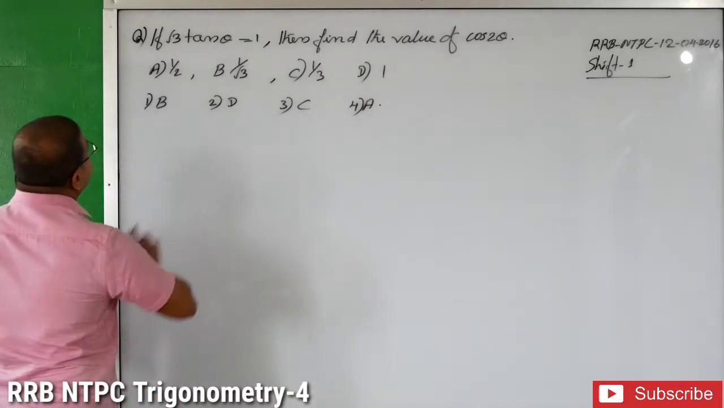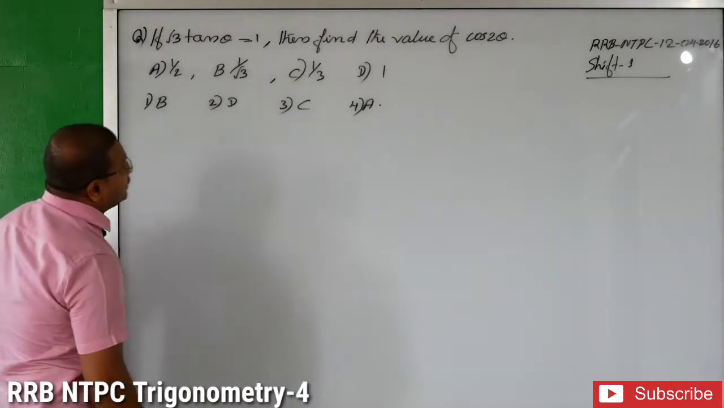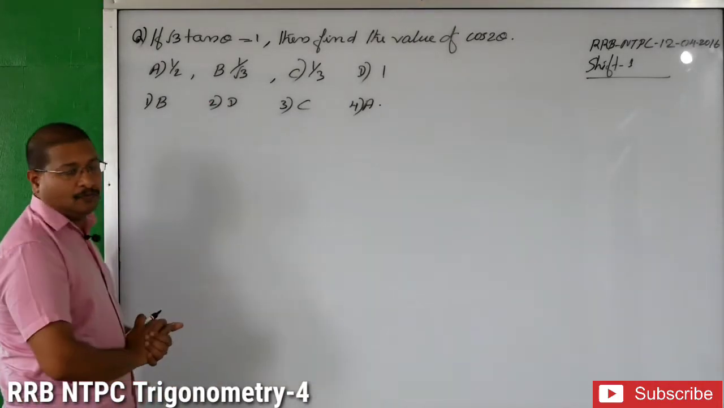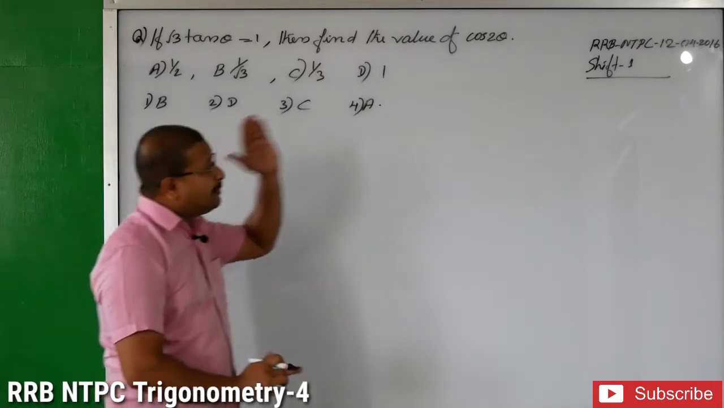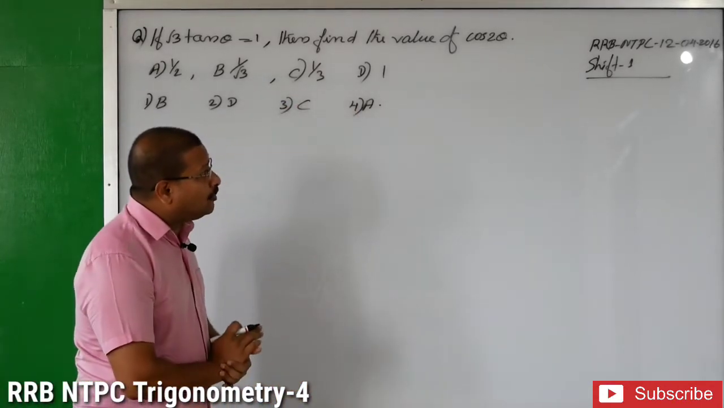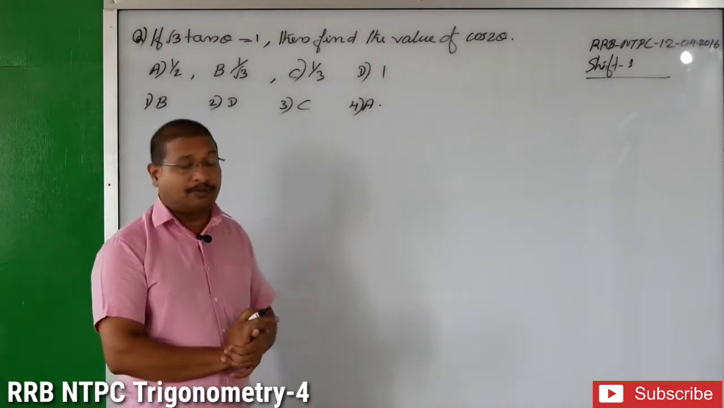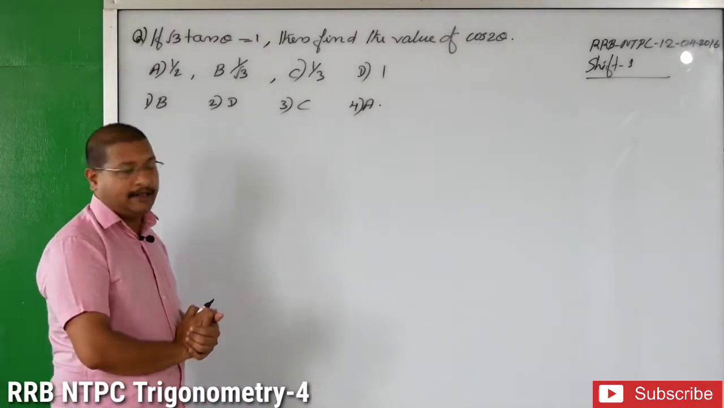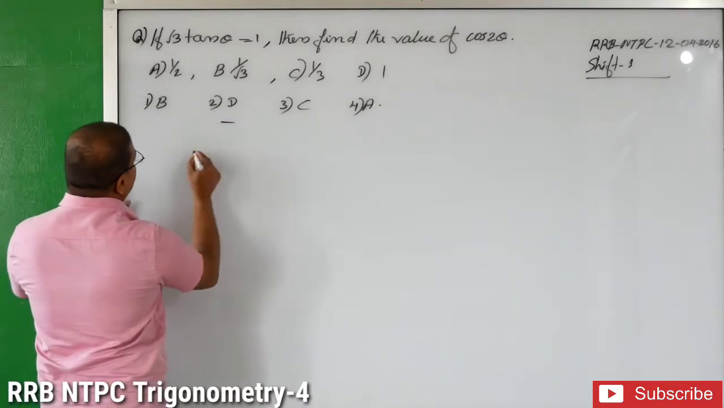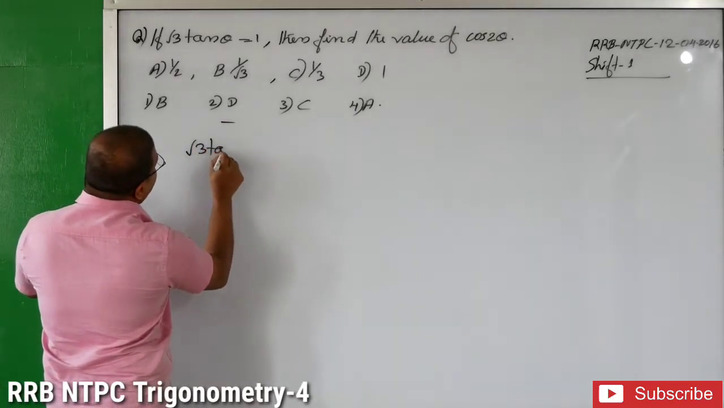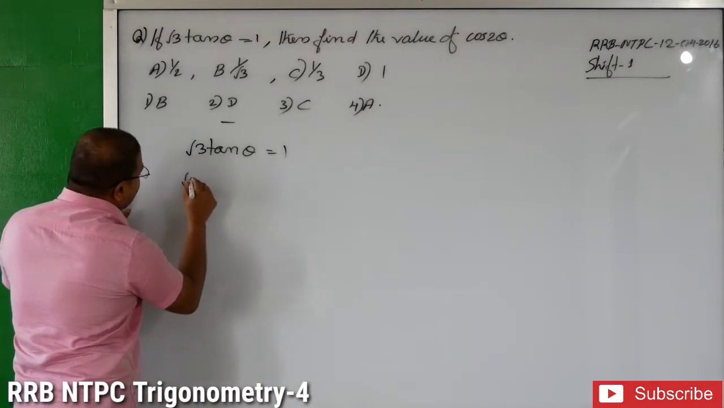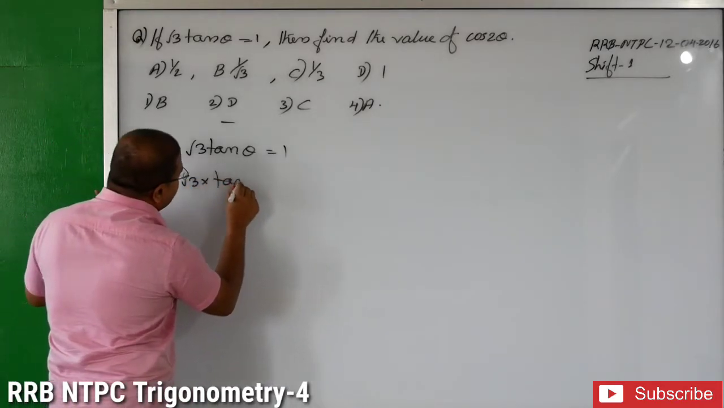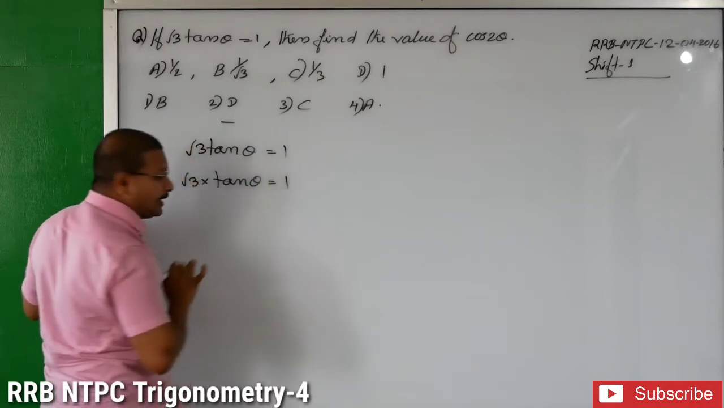If root 3 tan theta equals 1, then find the value of cos 2 theta. Answer is given and the options are given. Of course, it came in RRB NTPC 12/4/2016 question paper, shift 1. Ready? So let us see what is given here. Root 3 tan theta equals 1. Root 3 tan theta means root 3 into tan theta equals 1.